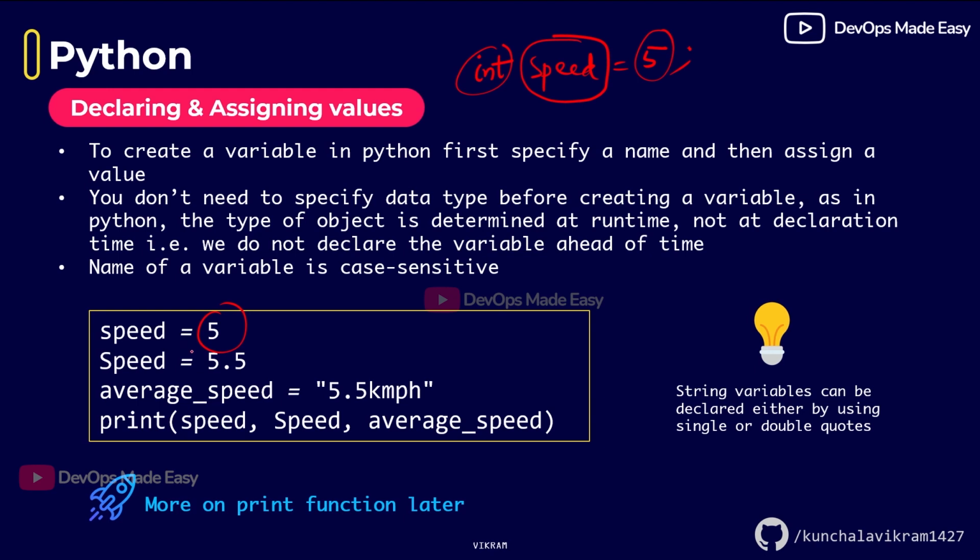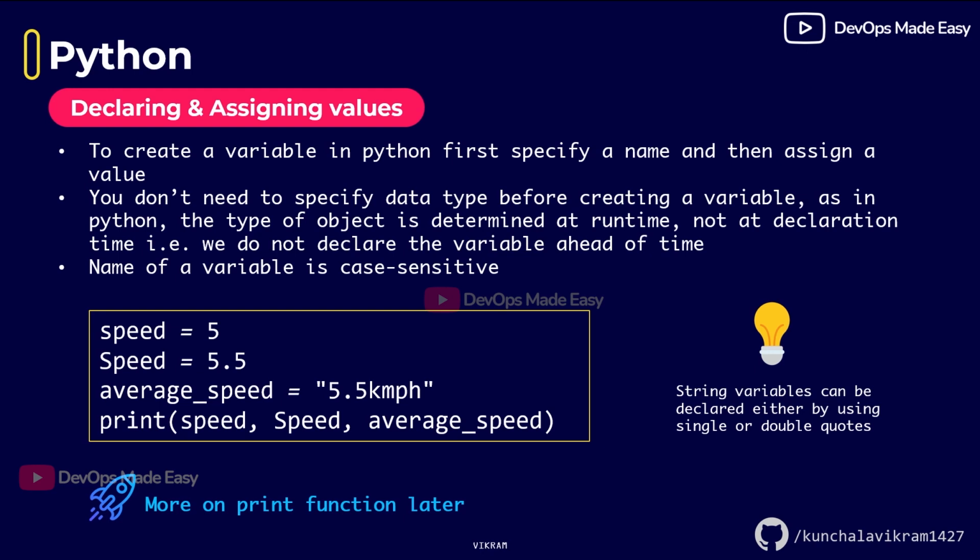But in case of Python, it is completely different. So here speed is equal to 5. At the moment this 5 is like an integer, but this value can change during the program execution. It can be changed to a float value, an integer value, or a string. This is called dynamic typing in Python, where the type of the variable is allowed to change during runtime, which is not possible in C language. That means if the type of the variable is set as integer, it should hold only integer data.